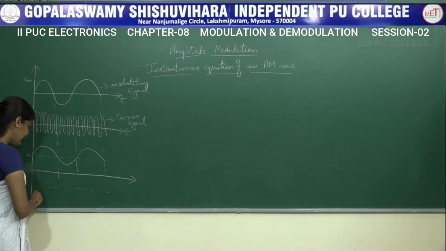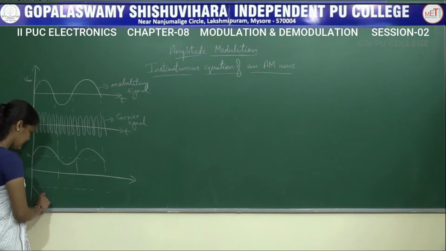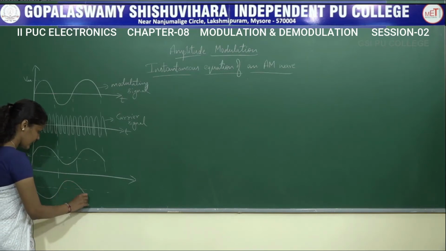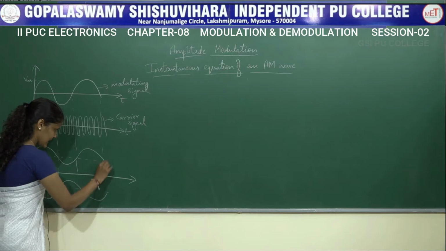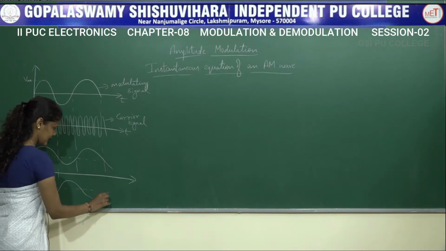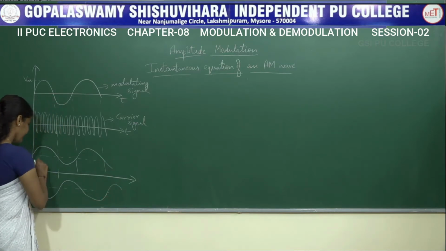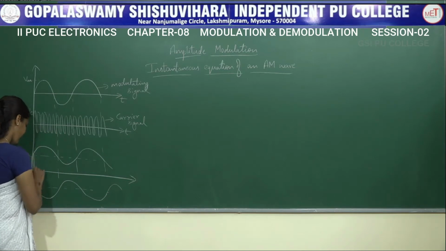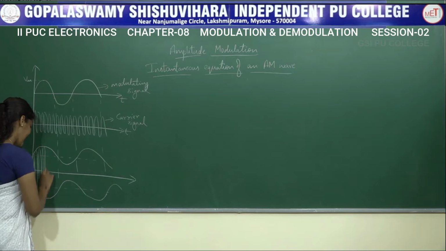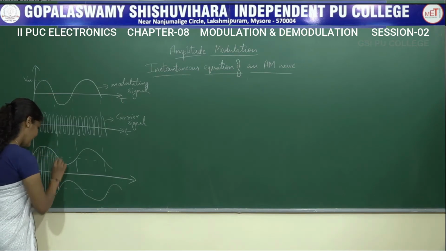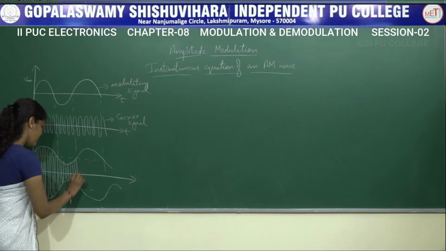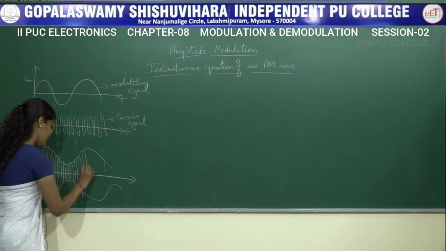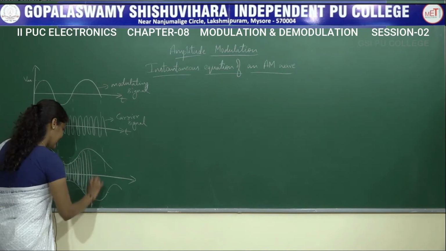But this modulated signal contains the waveforms in both positive as well as negative cycles. Ee tara waveform barutte, and the frequency of this particular signal is same as that of the carrier signal. Carrier signal the frequency ಏನು ಇರುತ್ತೋ ಅದೇ frequency ಇರುತ್ತೆ, but amplitude ಮಾತ್ರ will entirely depend upon the amplitude of a modulating signal.